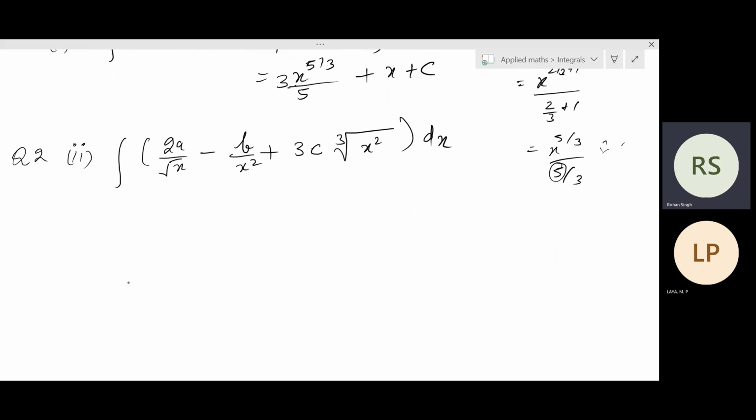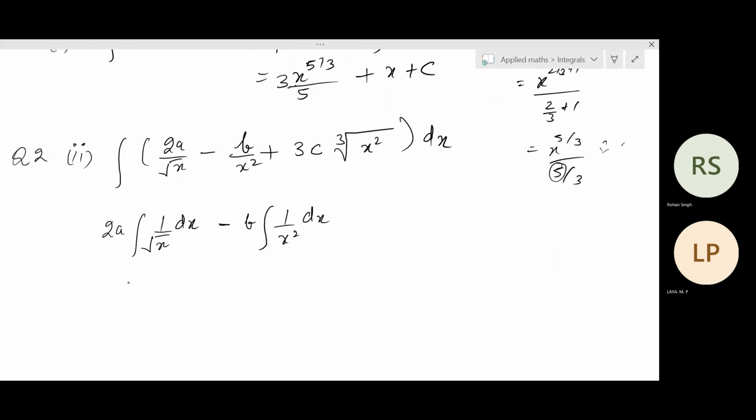When we take this over the first term, 2a is constant. Let's take this out. And then you have 1 over square root of x dx. Let's see the second term. This b is constant. Let's take b out. And then you have the integral of 1 over x square. Here 3c is constant. Let's take 3c out. So you'll have 3c. And then what is this? Cube root of x square. So this can be written as x raised to the power 2 by 3, right? So let's take the integral of x raised to the power 2 by 3 dx.